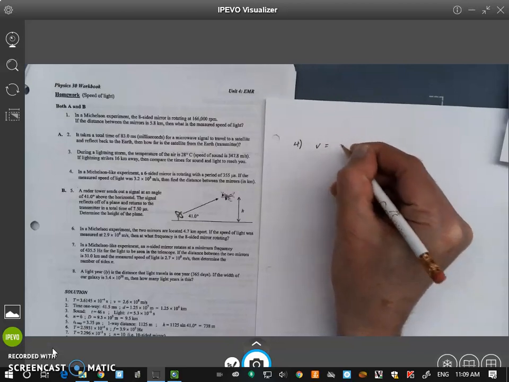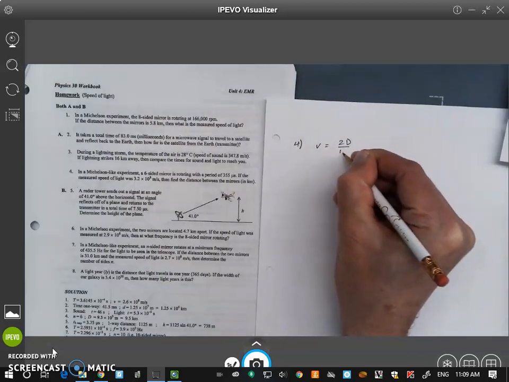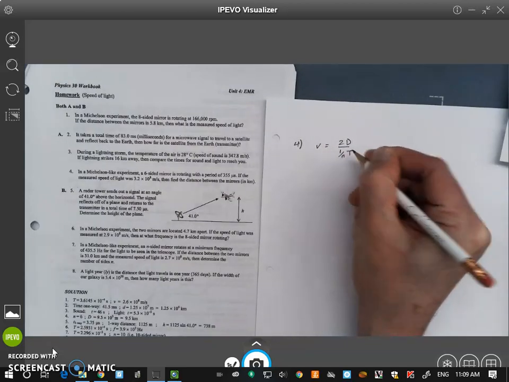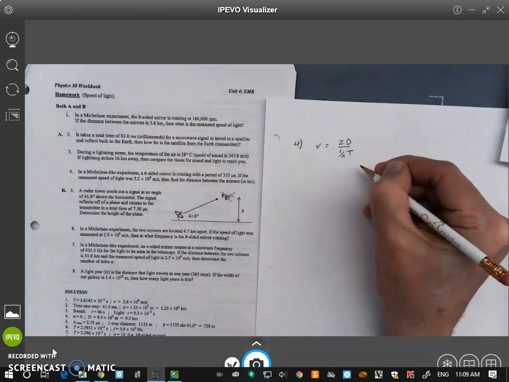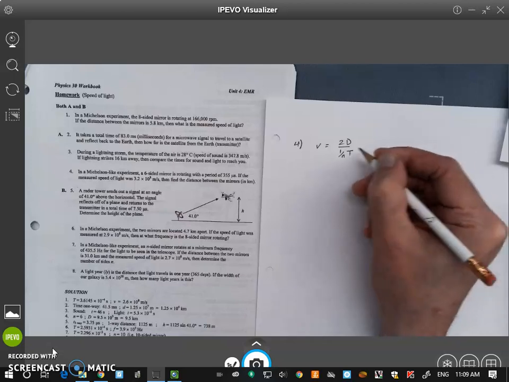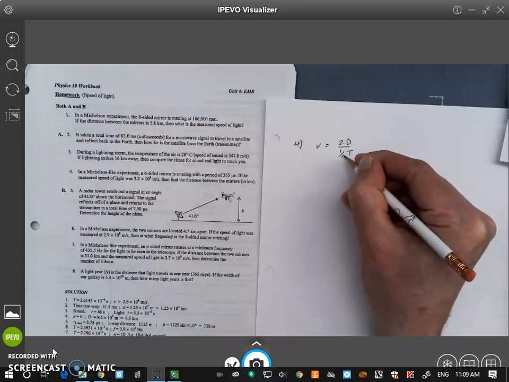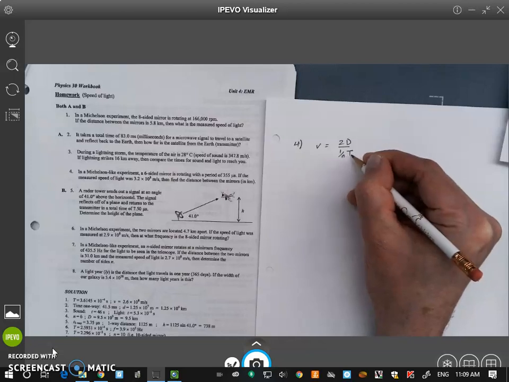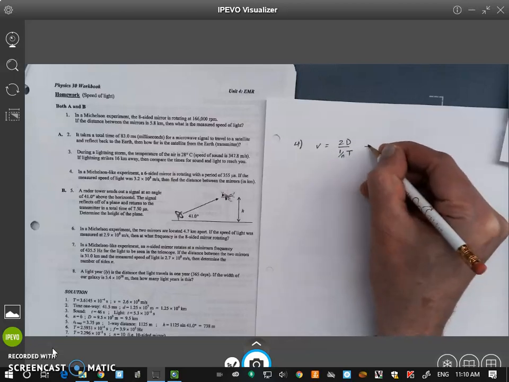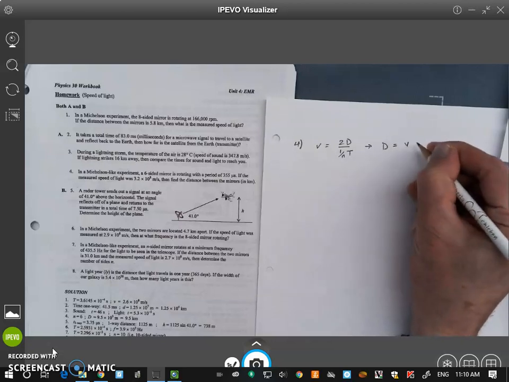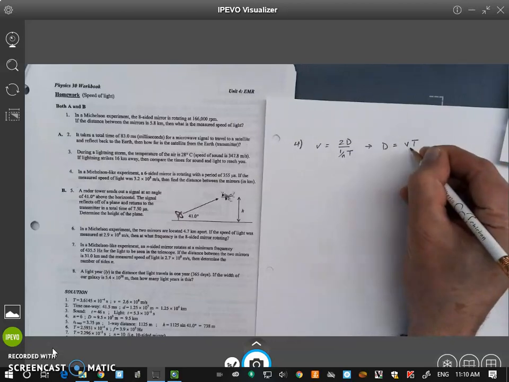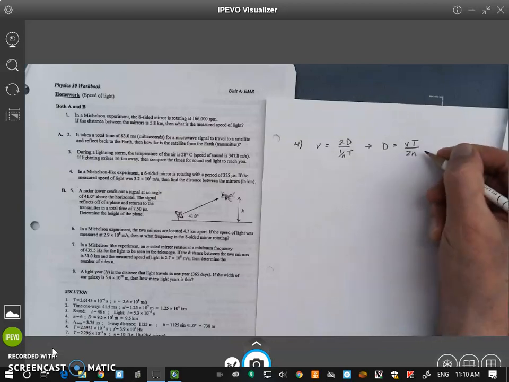So our basic equation. Okay, what we'll do is we're going to solve it for d. Now notice this, right? You want to have the 1 over n. You can multiply both sides by 1 over n, you can multiply both sides by t, and you can divide by 2. So to solve this for d, you've got v times t over n times 2, or 2n.